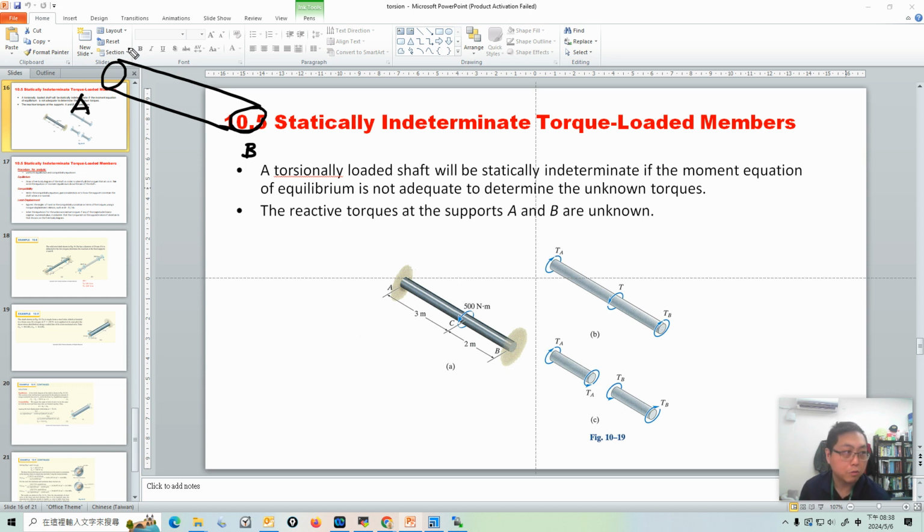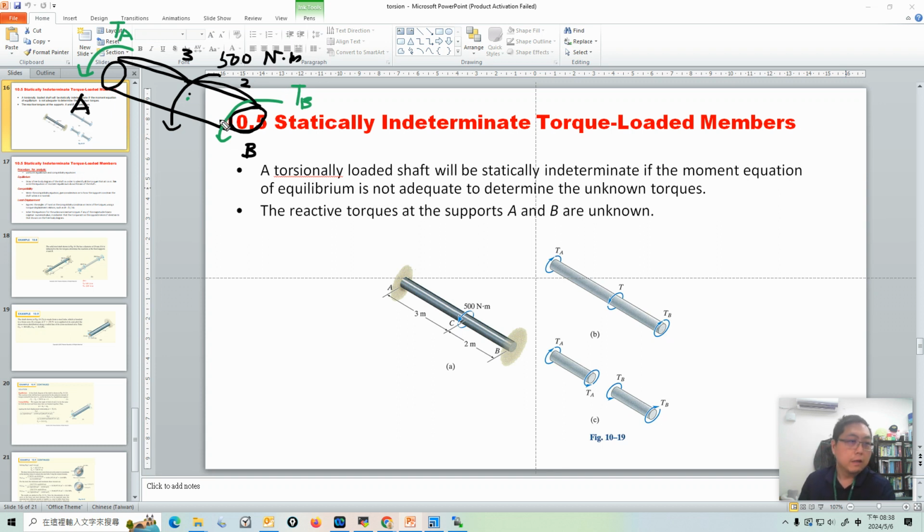So I assume the torque here is counterclockwise, and the torque here is also counterclockwise. I call this TA and this TB. I have a different assumption from the textbook, but trust me, you will have the same answer finally. And there is an external torque here, counterclockwise, 500 Newton times meter, and the distance here is 3, and the distance here is 2.